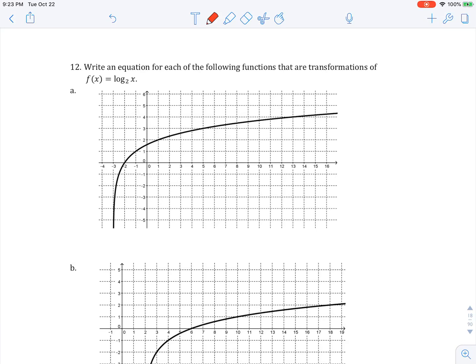Okay, number 12. Hopefully you guys have had time to at least try to do these on your own for a little while. Write an equation for each of the following functions that are transformations of log 2x. Okay, so what I like to do with these, which we've done numerous times already in the video, is make a table.